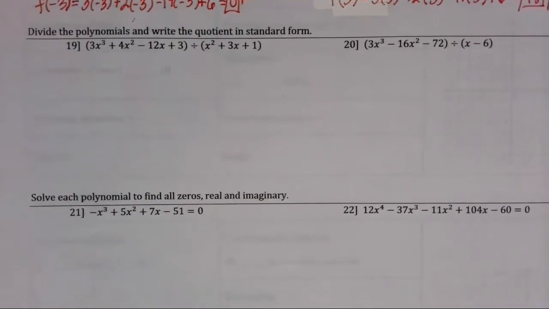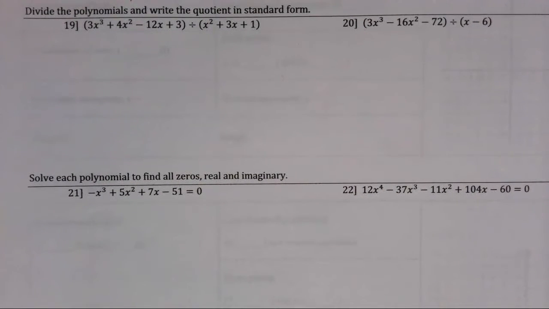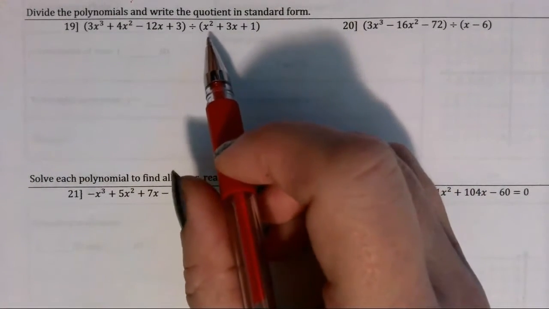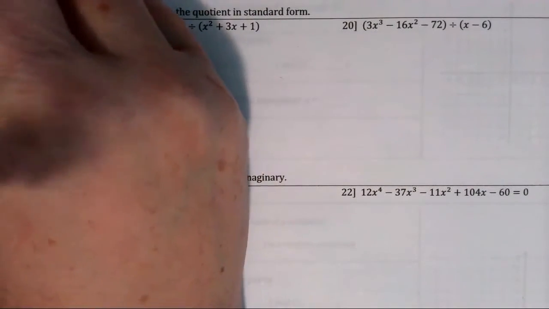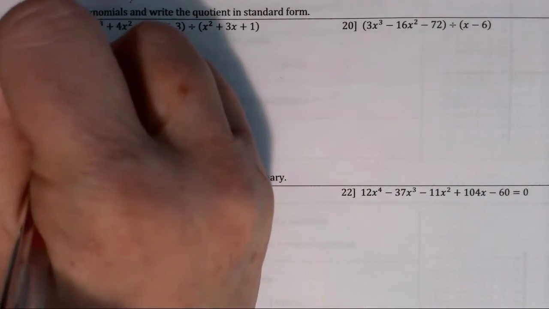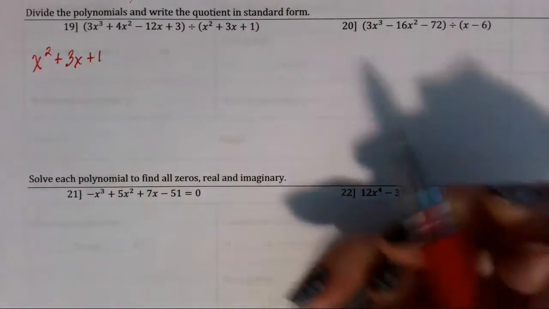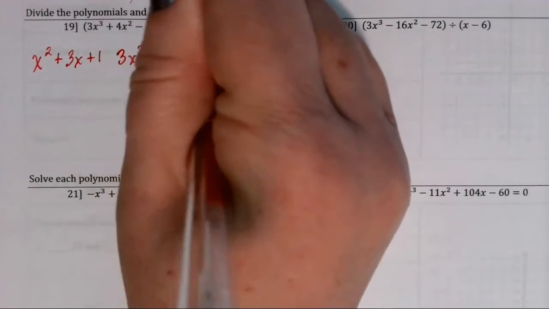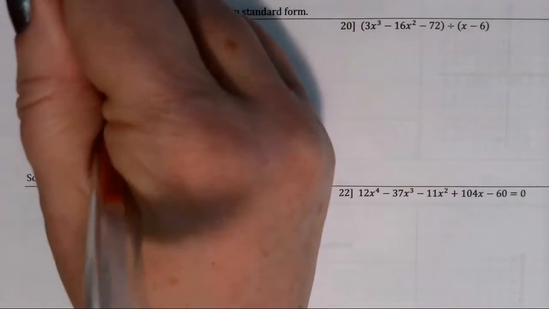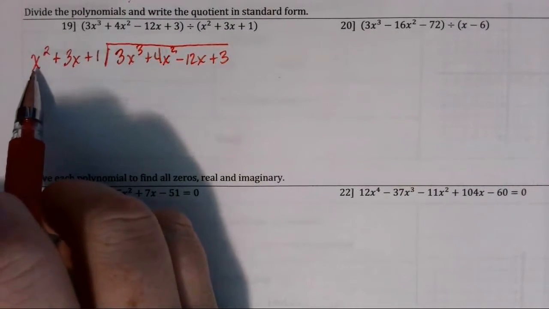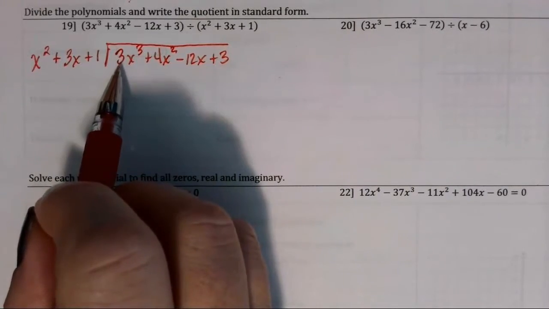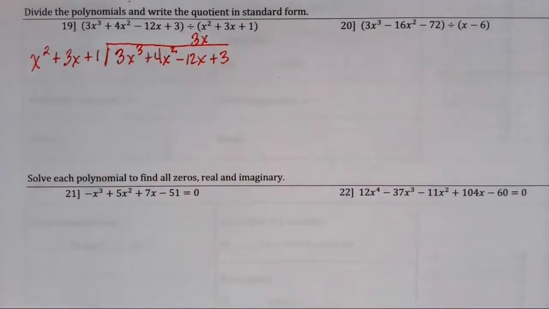Okay, so then in number 19, we're asked to divide the polynomials and write the quotient in standard form. And since this divisor is quadratic, I need to use polynomial long division. So I'm going to divide x squared plus 3x plus 1 into 3x cubed plus 4x squared minus 12x plus 3. So I ask myself, what do I multiply times x squared to get 3x cubed? And that would be a 3x.